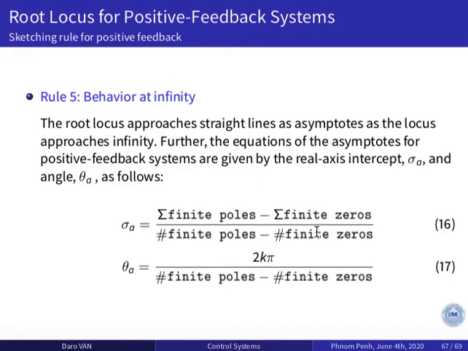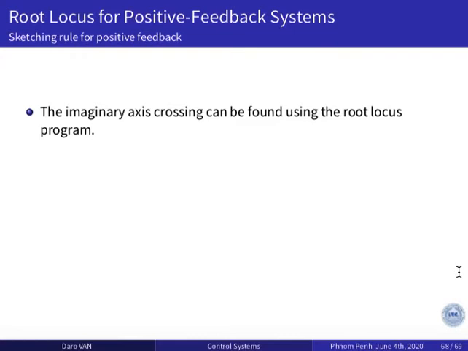However, in rule number 5, you need to change a little bit. Before it was 2k plus 1, but in this case, this part is 2kπ, 2k times 180. This is the intercept, and this is the angle. Something to note is that the imaginary axis crossing can be found using root locus programs.